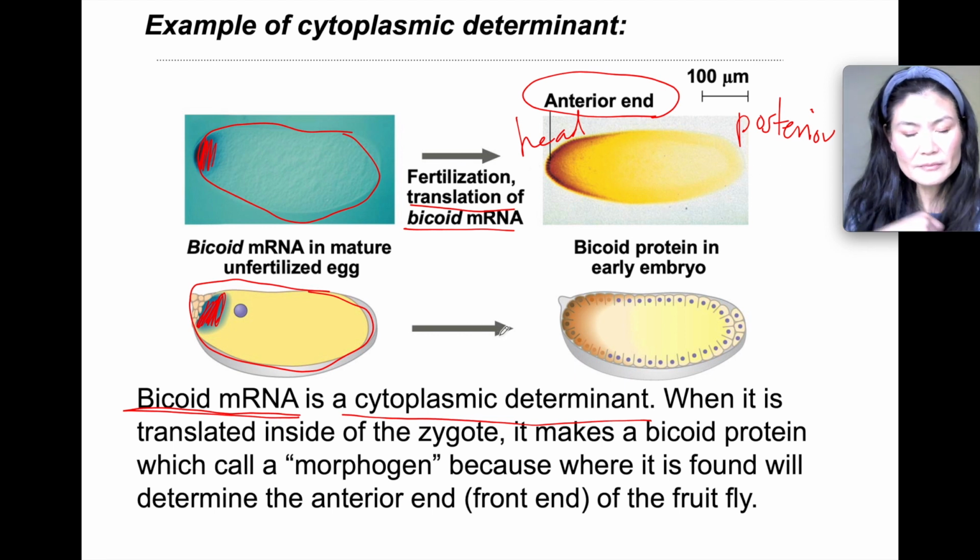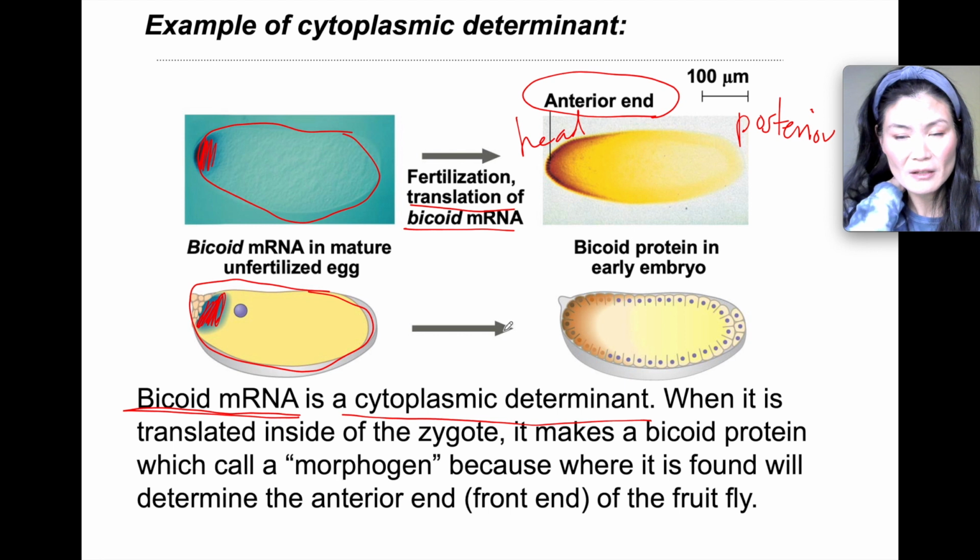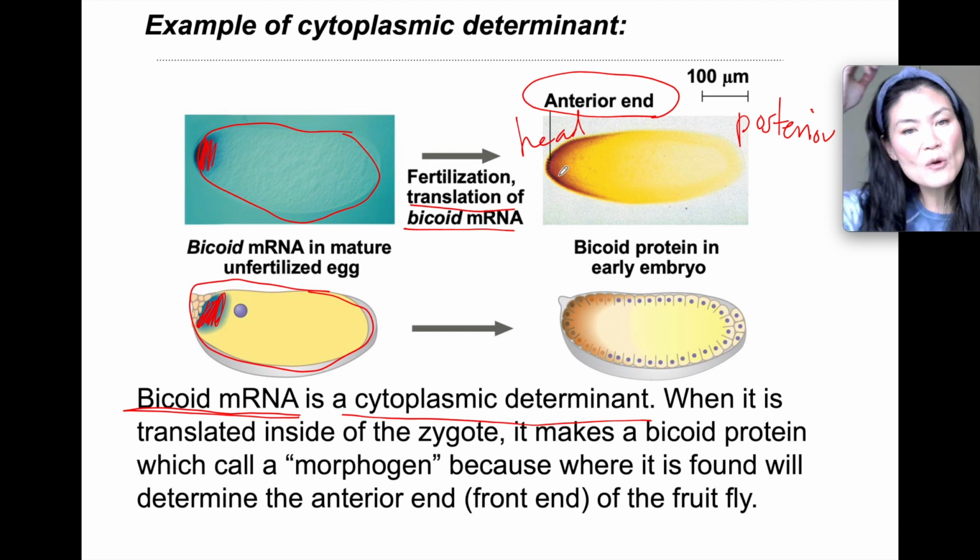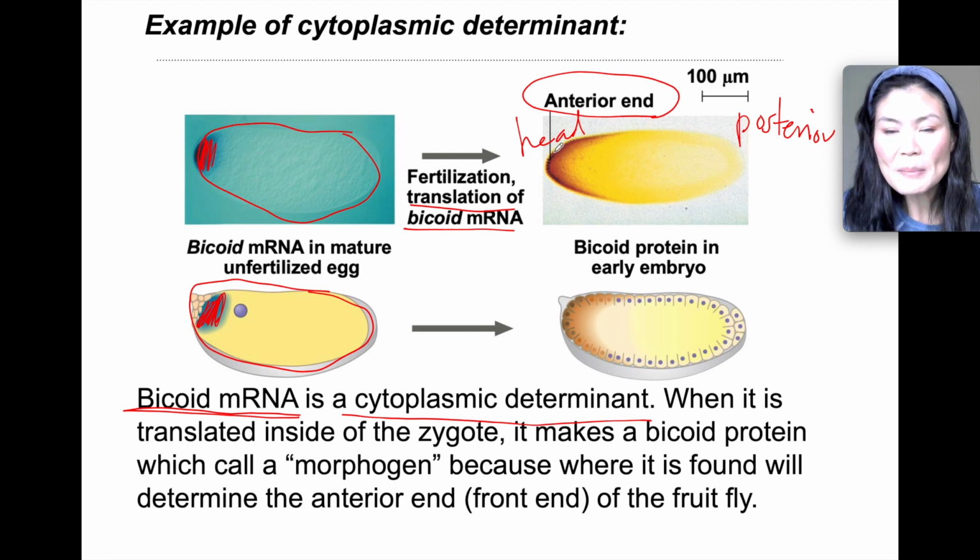So this is a cytoplasmic determinant. The bicoid mRNA, wherever you find a high gradient or high concentration of bicoid mRNA, which is going to lead to the bicoid protein by translation. If there's a lot of bicoid protein on that side of the egg, then that's where the head is going to form.